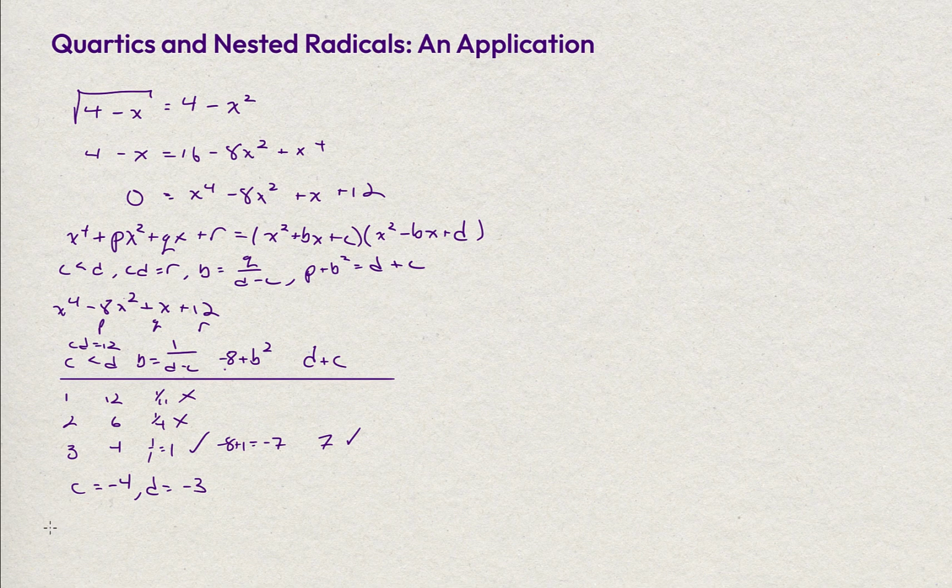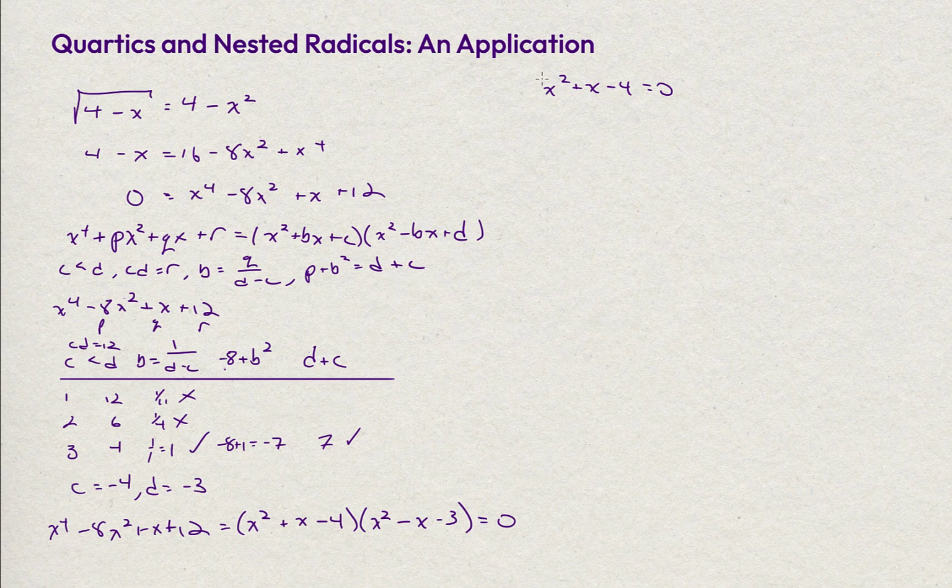That means our quartic, x to the fourth minus 8x squared plus x plus 12, equals x squared plus x minus 4, because b is 1, times x squared minus b, which is minus x, minus 3. So setting that equal to 0, we have two quadratic equations that we can solve. So for the first equation, x squared plus x minus 4 equals 0, we can use the quadratic formula to solve this.